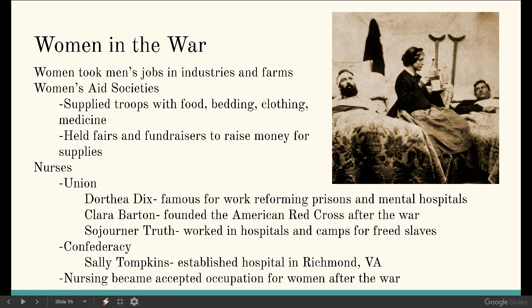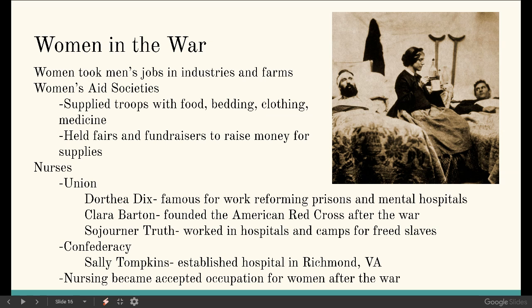Women also participated in the war. They're going to be really important to the war effort on the home front. Women are going to be the ones who are taking men's jobs in industries and farms when the men are drafted off to the war. Women also started aid societies to help raise funds for military supplies and also supply troops with food, bedding, clothing, and medicine. So women were very key in aiding the war effort.